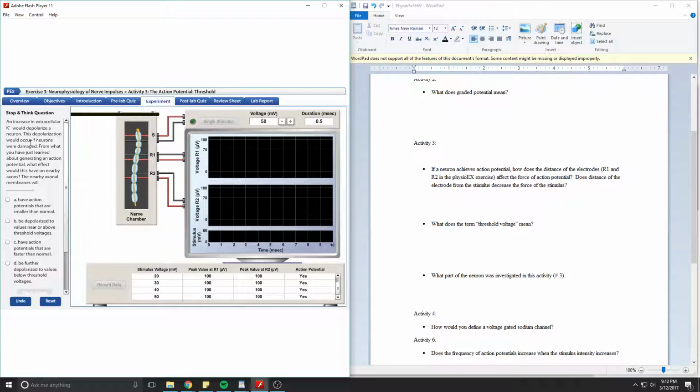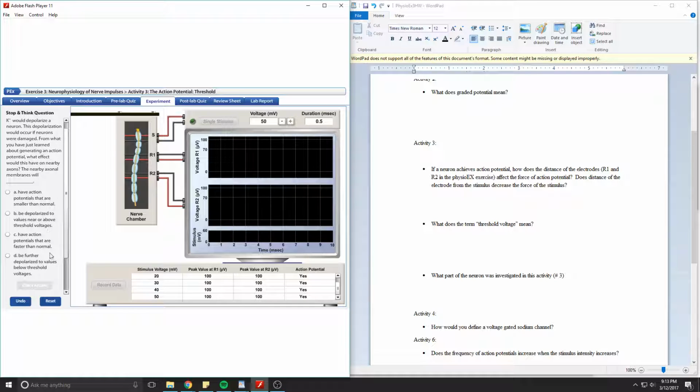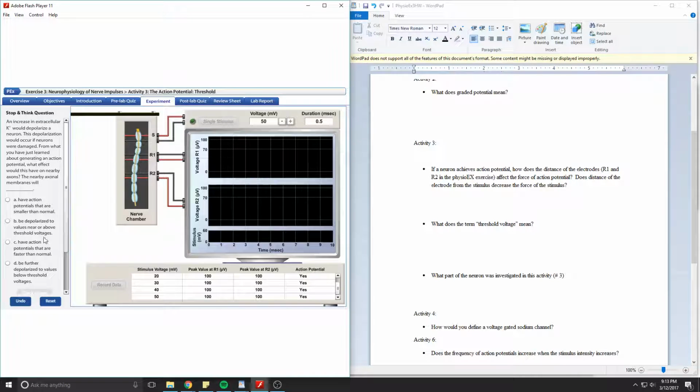An increase in extracellular potassium would depolarize a neuron. This depolarization would occur if neurons were damaged. From what you have just learned about the generation of an action potential, what effects would this have on nearby axons? The nearby axonal membranes will: be smaller than normal; be depolarized to values near or above threshold voltages; have action potentials that are faster than normal; be no further depolarized. Okay, let's read it one more time.